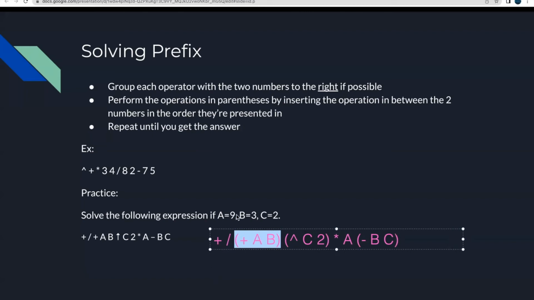A is 9, B is 3, so A plus B will be 12. Wait, actually, I'm gonna keep the parentheses again. C is 2, so 2 to the power of 2 is 4. B is 3, C is 2, so B minus C is going to be 1. And then we're going to keep grouping. So A times 1, it's just going to be A, and A is 9, so here's 9. 12 divided by 4 is going to be 3. And then lastly, 3 plus 9 is going to be 12.